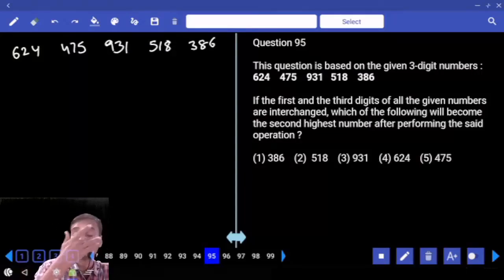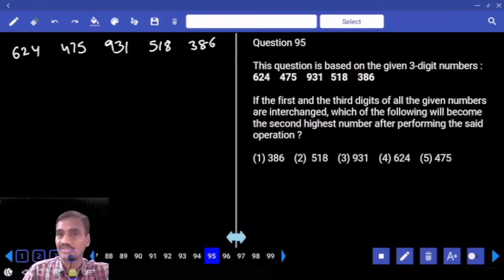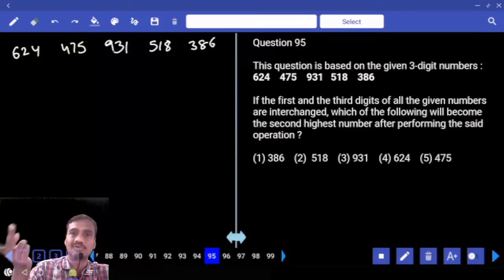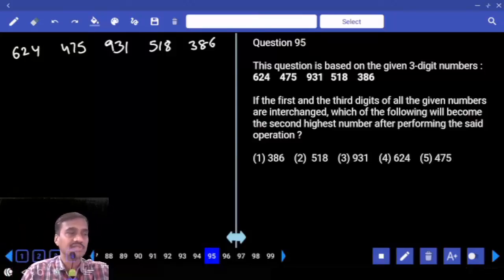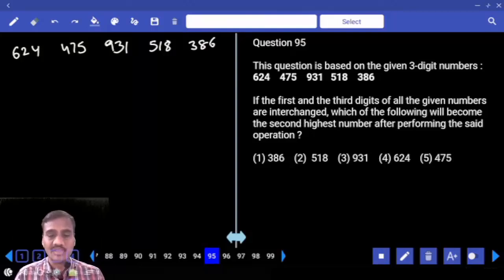Then coming to the first one, the first and the third digits of all the given numbers are interchanged. If the first and the third digits are interchanged, then what happens to that number? The first and the third digits are interchanged, the entire number will be reversed. Right? The second digit remains as it is, there are only 3 digits. Hence, obviously the number will be reversed.